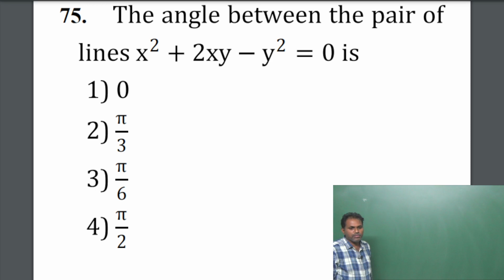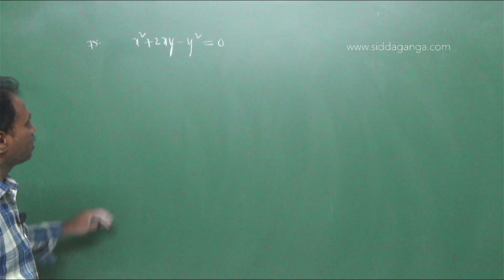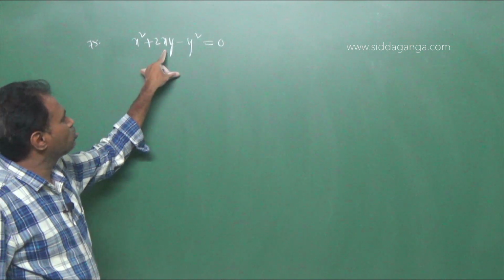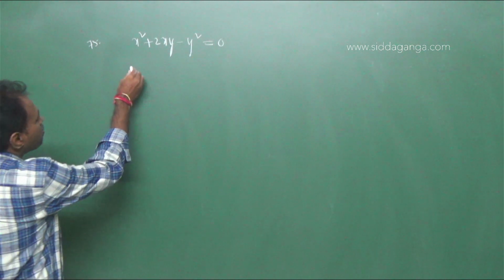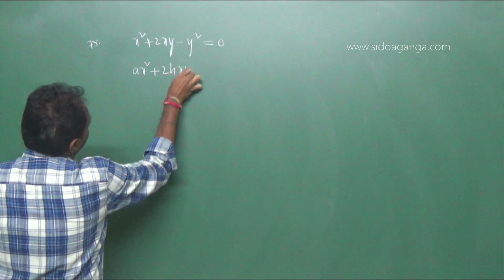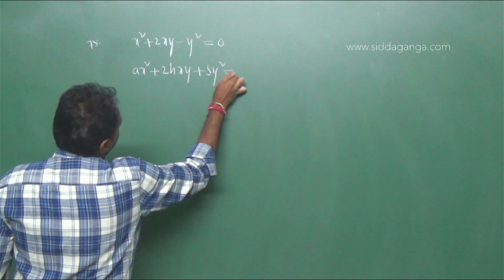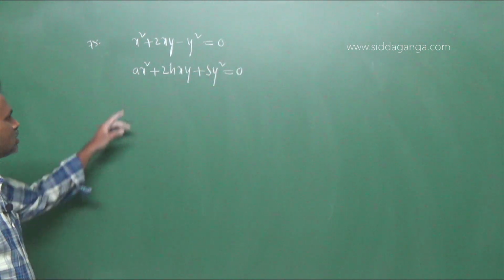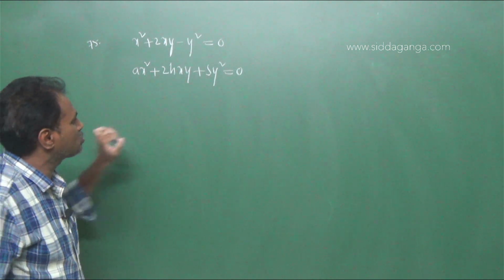The angle between the pair of lines x square plus 2xy minus y square equal to 0. Here given pair of straight line equation is x square plus 2xy minus y square equal to 0. The standard form of the pair of straight line is ax square plus 2hxy plus by square equal to 0.